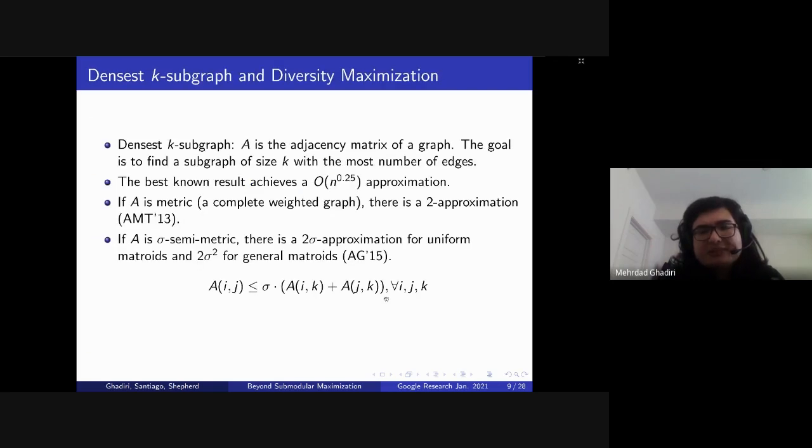So it seems that what actually makes these functions approximable is the triangle inequality, or in general, the sigma semi-metric inequality. And it is not the pairwise structure or any kind of nice structure.